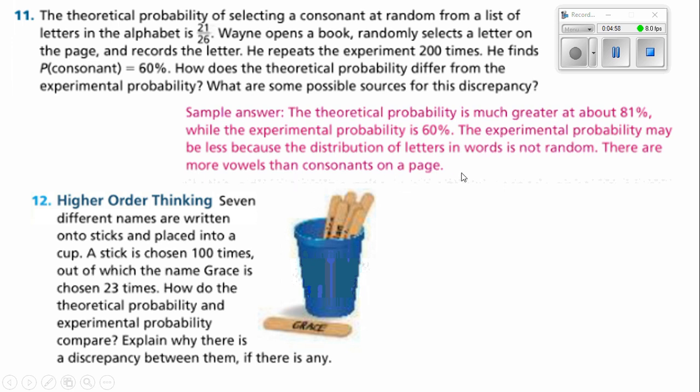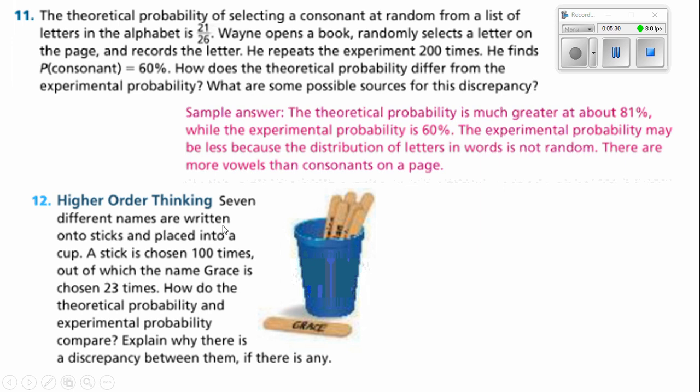Remember, every word needs vowels in it, and that's going to be A, E, I, O, or U, but every word does not necessarily have all the consonants in it. So in this particular case, we're saying that vowels are going to be picked more than the percentage that we thought. High order thinking.